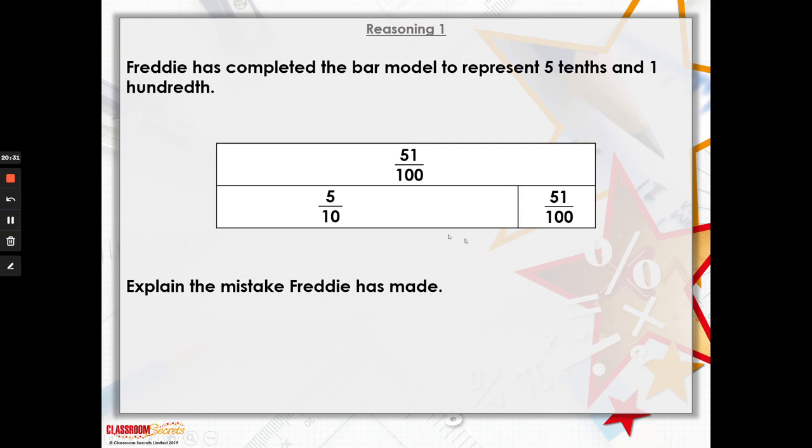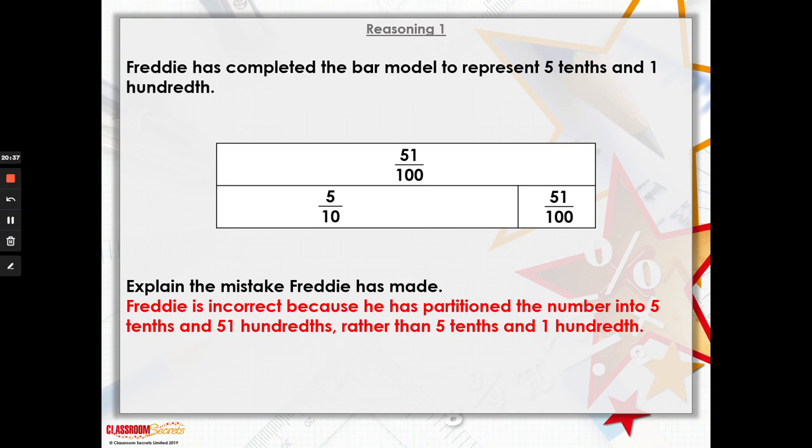Okay, so let's see if you got the right answer. So Freddie is incorrect because, okay, he has actually partitioned the number into 5/10 and 51 hundredths rather than 5/10 and 1/100. So here, he's split this fine because how many tenths are in 51 hundredths? Well, there's 5/10. Because remember, this number here at the beginning in 51, okay, 51 hundredths, that shows how many tenths I have. So I have 5/10. So that bit's fine. Okay, because remember, if I change that 1 into a placeholder, it'd tell me I have 50 hundredths, and that can be simplified into 5/10. But it's this bit here that he's gone wrong.